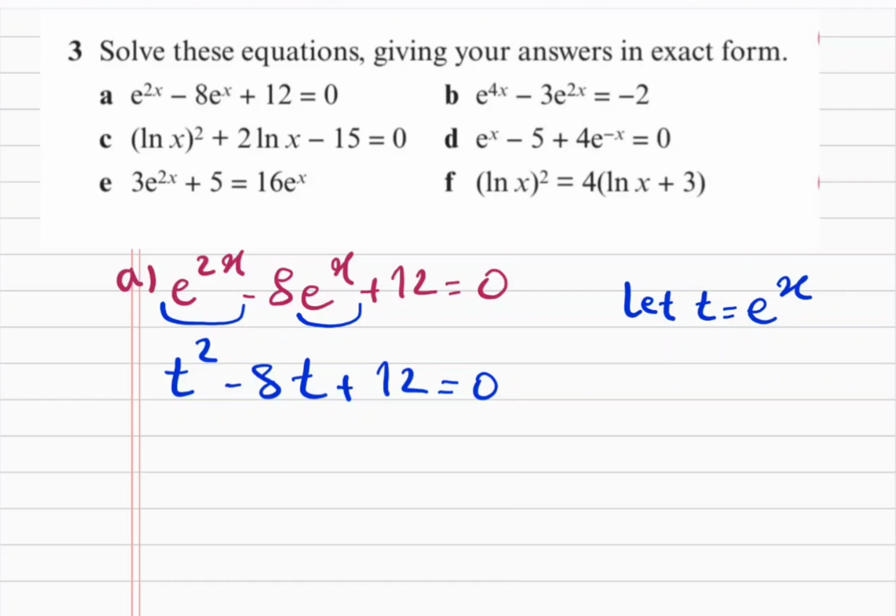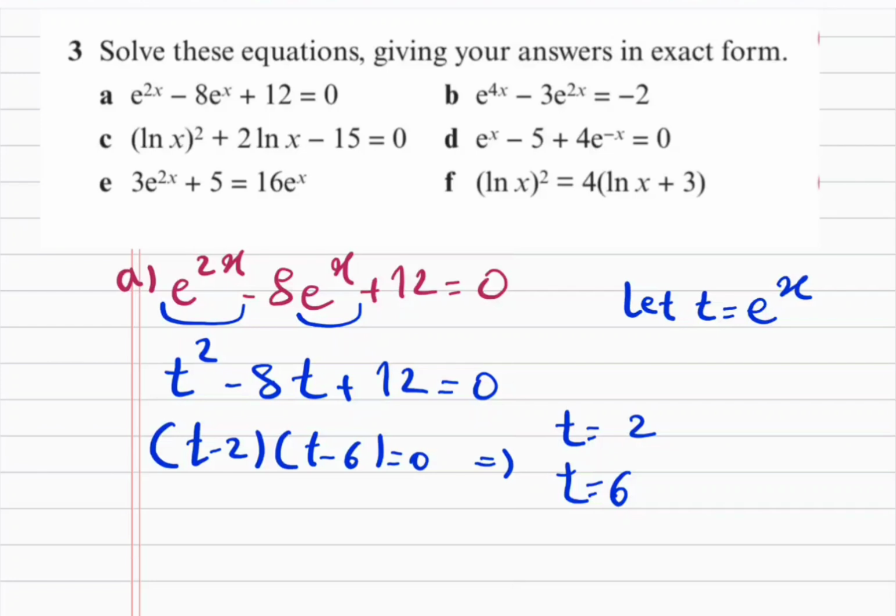Now that we have this simple quadratic, then we can just factorize this. So (t minus 2) times (t minus 6) is equal to 0. That means that one solution is 2, the other solution is 6. And now that we have the two solutions, remember to find the solution basically to the main equation, which is e to the power of x is equal to this.